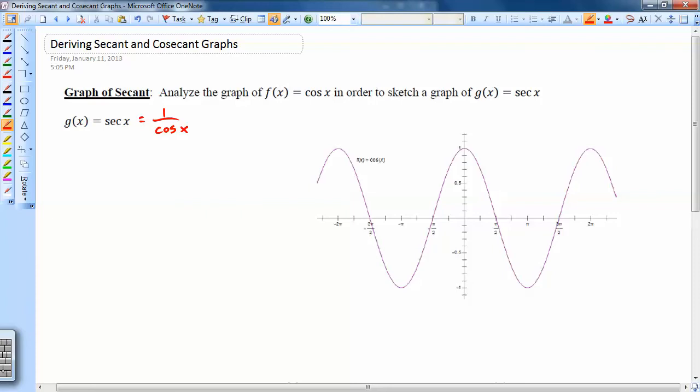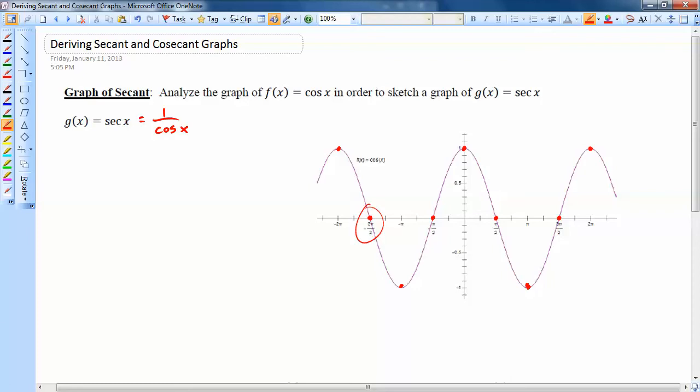So let's take a look at some of the important pieces of the cosine graph. We've got the peaks, we've got the valleys, and we've got the zeros here. So the first thing I want to do is look at the zeros. Cosine is 0, for example, at negative 3 pi over 2.